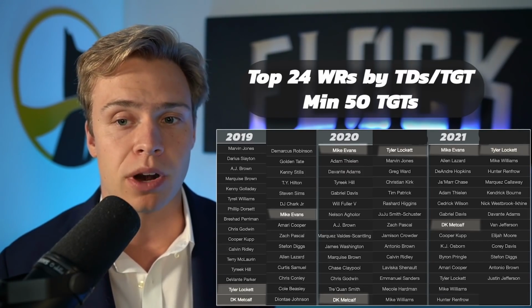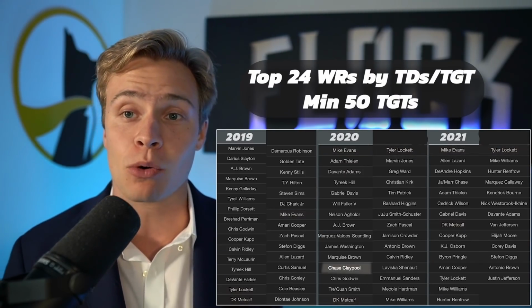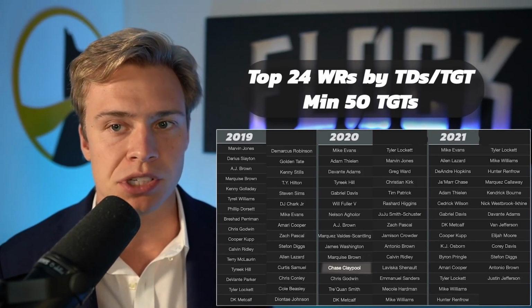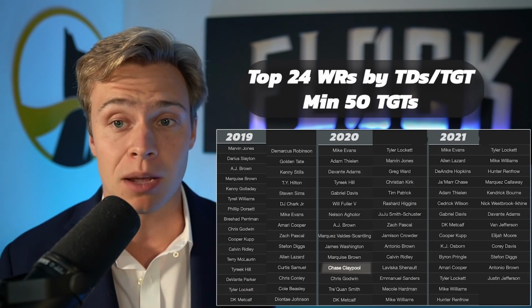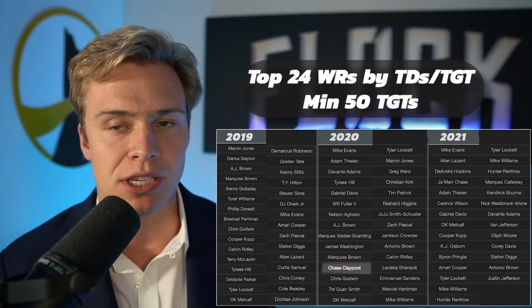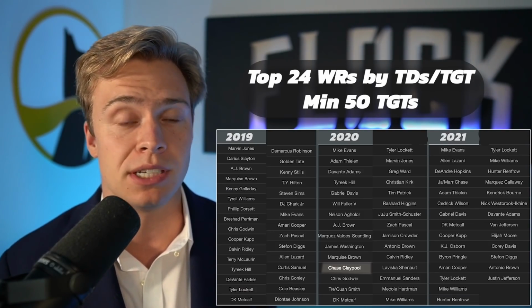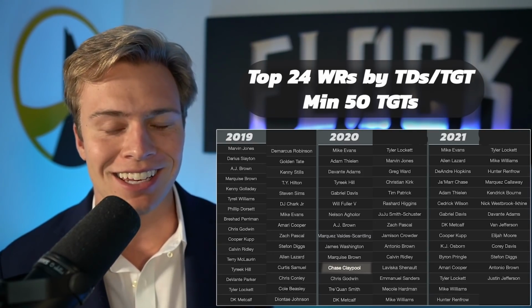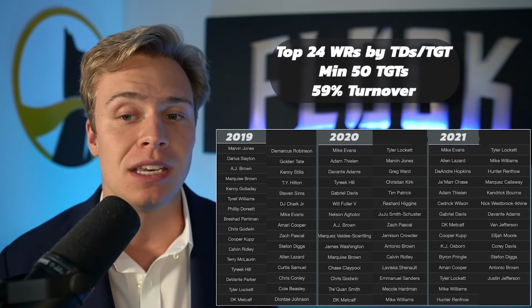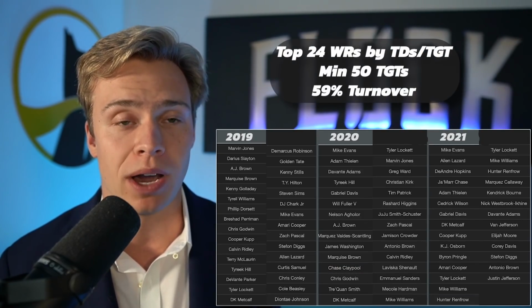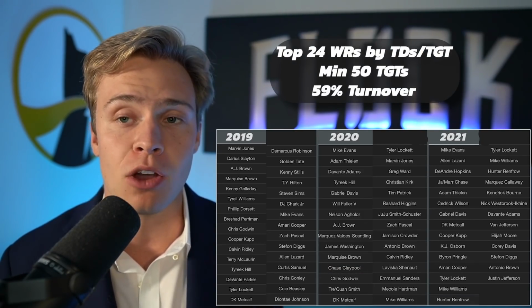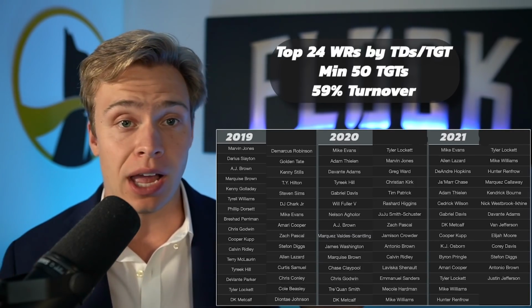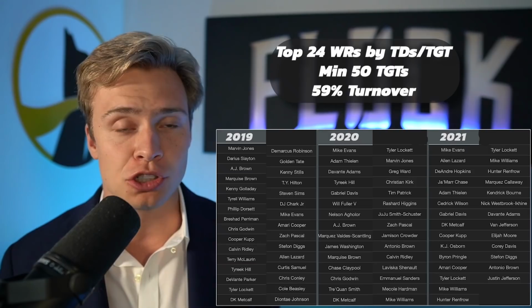There were players that were able to repeat, but there were a ton of wide receivers that popped up, say in 2020, someone like Chase Claypool, that was the 12th wide receiver with his touchdown rate, and falls off the face of the planet the next year. There were actually 59% of these wide receivers who were able to make one of these lists and not the other. That's a very high mark. That's a very high churn rate.